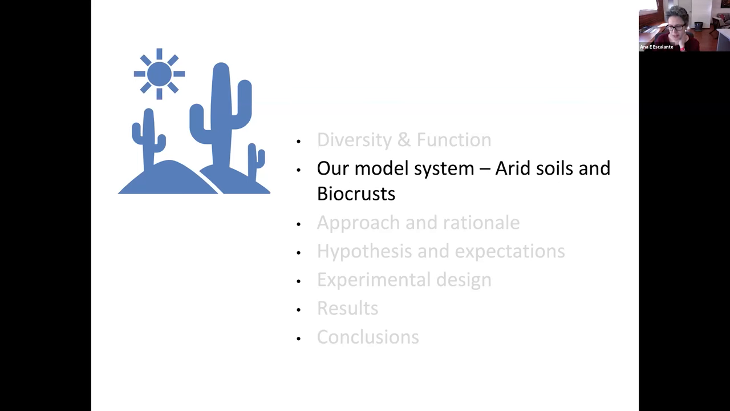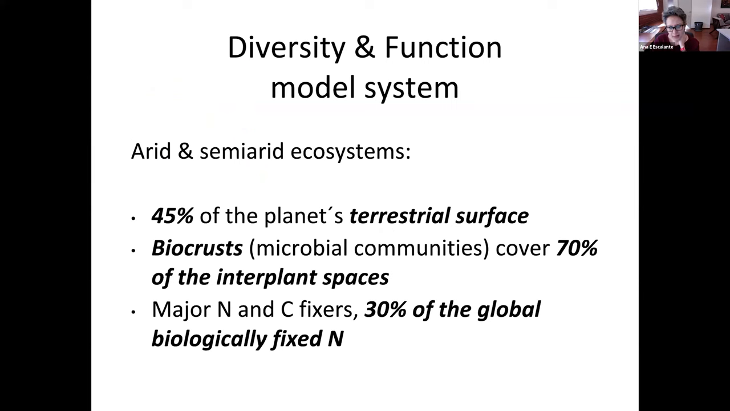And our model system is the arid soils and microbial communities that live in biocrusts. So arid and semi-arid ecosystems are very abundant in our planet and will become more and more abundant with climate change. They represent 45% of the planet's terrestrial surface. And there, biocrusts, which are microbial communities, cover 70% of the interplant spaces, which is a lot. And not only do they cover a lot of space, but they're the main nitrogen and carbon fixers in these ecosystems.